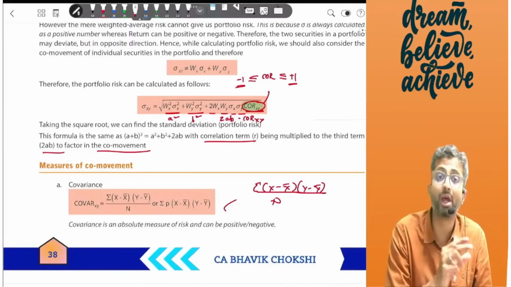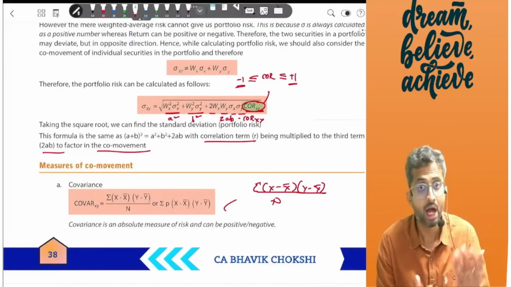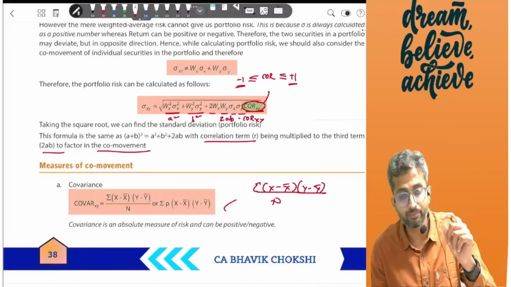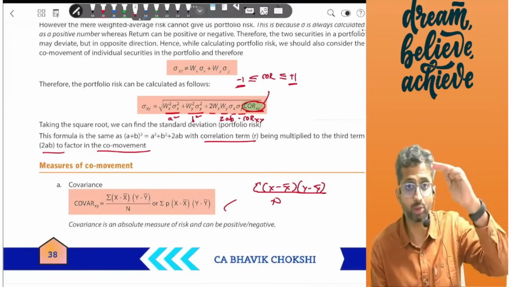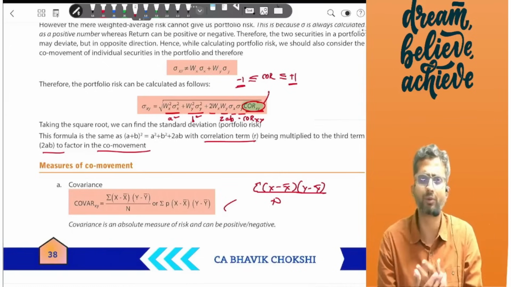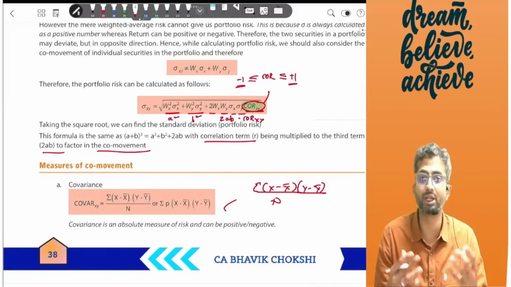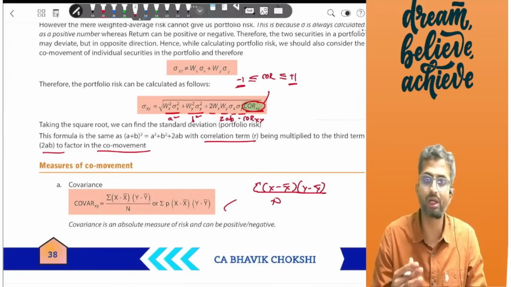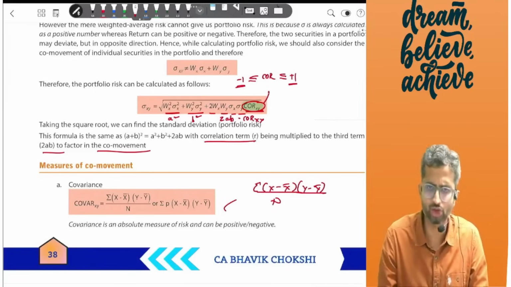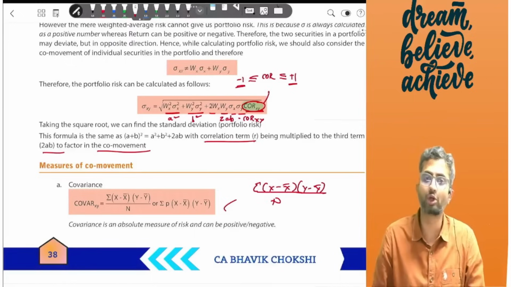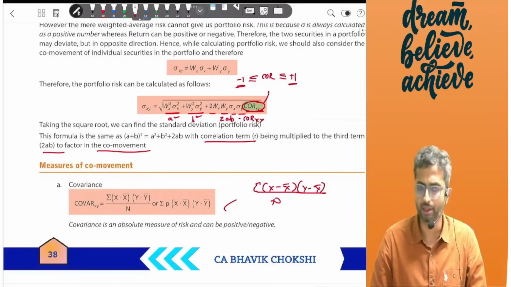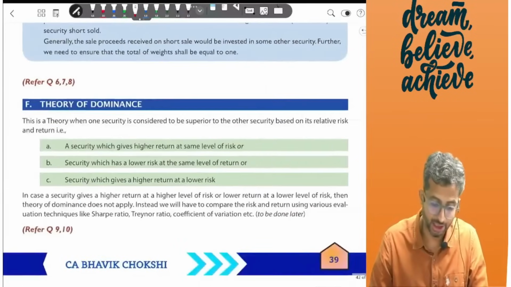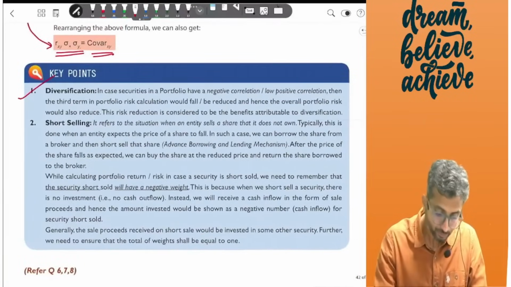To some extent, when the correlation is negative, the third term might actually be a negative term, and hence it will reduce the portfolio risk. So as a portfolio manager, a lot of times you try to pick up securities which have low correlation or, at best, negative correlation. Thereby your overall portfolio risk can possibly reduce as a number. This is called the benefit arising due to the effect of diversification.